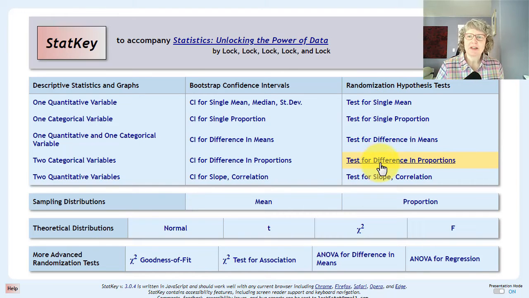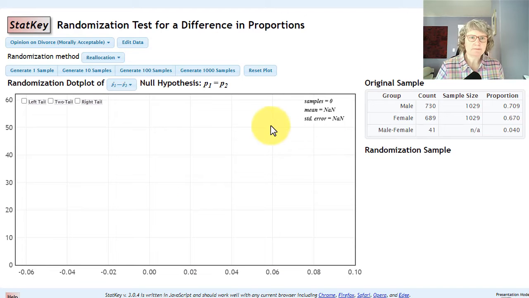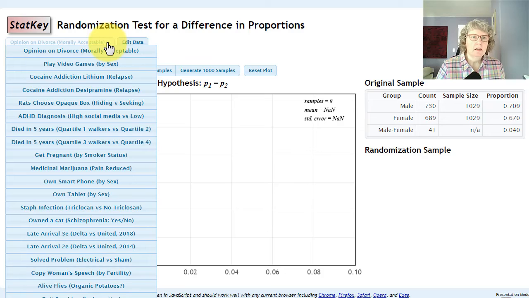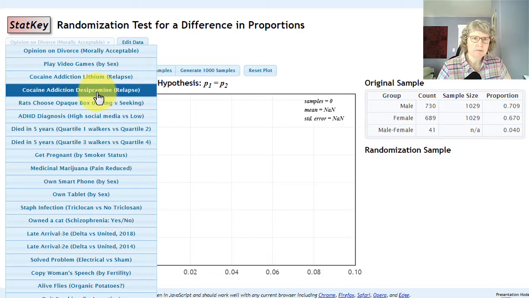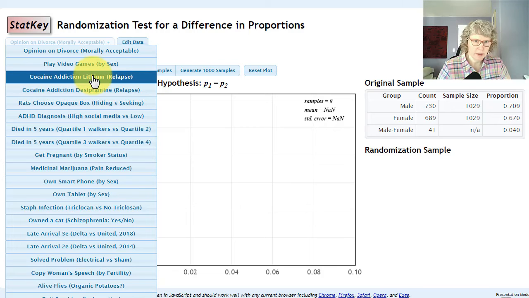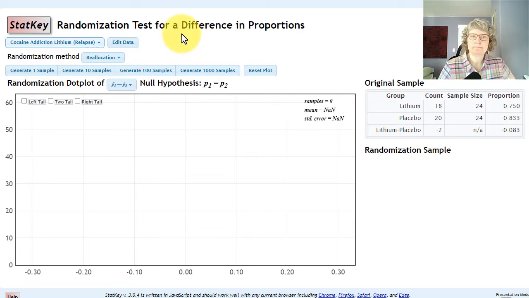We're going to go to the test for difference in proportions. I'm going to click on that one. And then some of these are in here, but we could also enter them ourselves. So let me show you both ways for that. First, let's go to clicking on the little tab on the upper left for the data set. So I'm going to look for cocaine addiction. There's 2 of them. You'll see one for lithium and one for disopramine. So we're doing the lithium one.